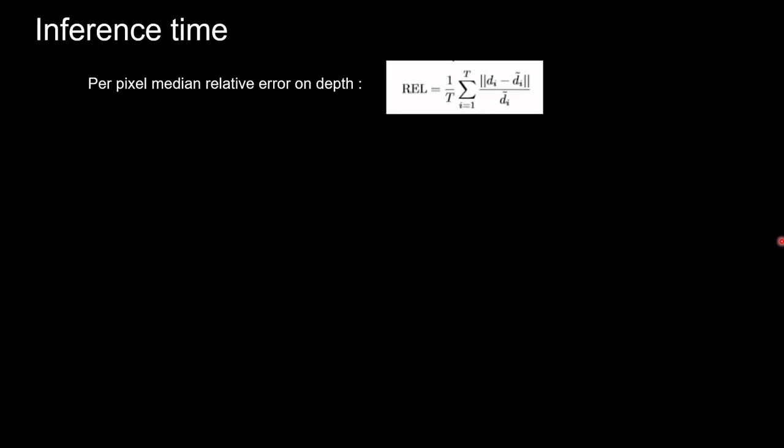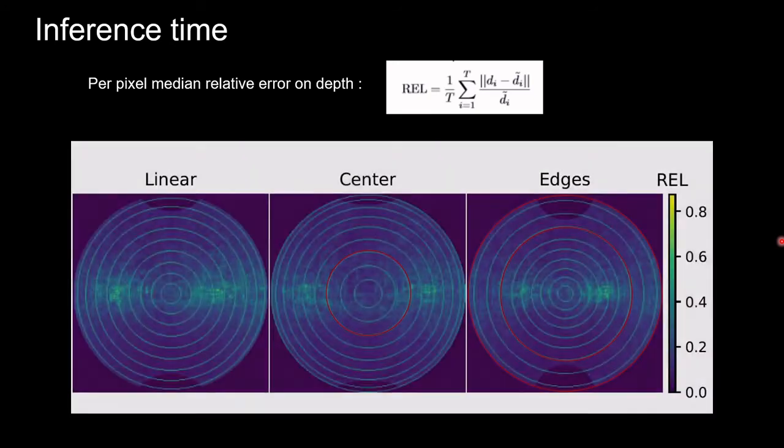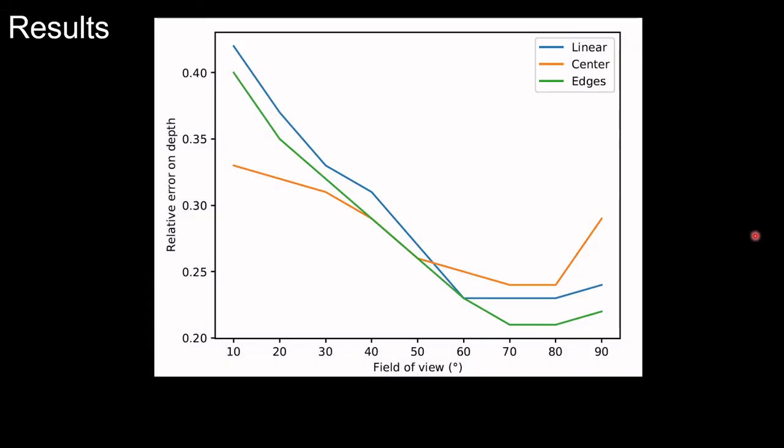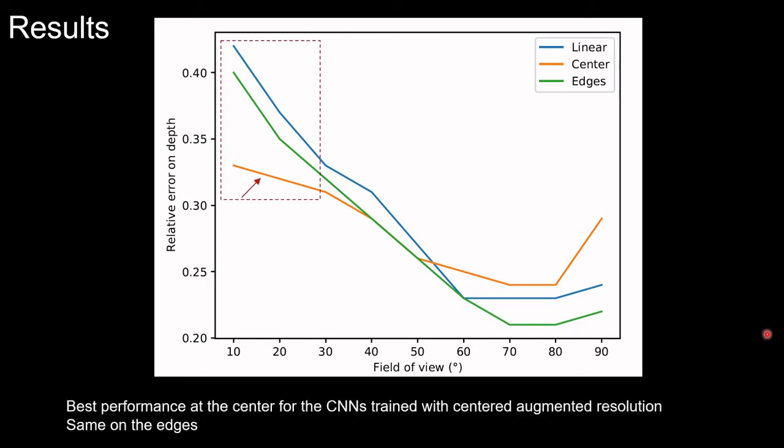At inference time, we compute the median relative error for each pixel to obtain those error maps. Each ring represents 10 degrees of field of view, and the red circles indicate the area of increased resolution. We calculate the median value of this error for each section of the field of view and obtain those results. As we can observe, all networks perform best at the edges of the image where the pixel density is the most important. The best results at the center are obtained with the network trained with a center augmented resolution system indicated by the arrow. The same trend is observed on the edges.